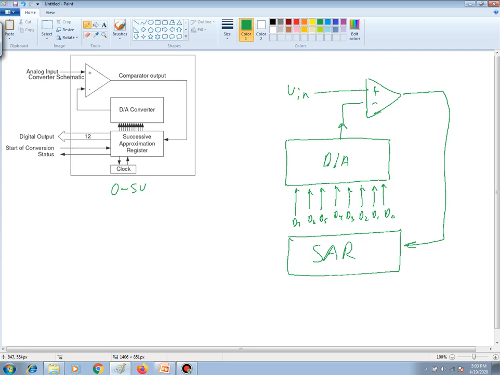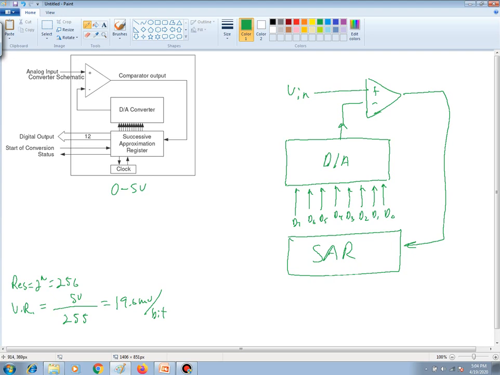Now what the SAR does, it's going to turn on 1 bit, and it's going to send that value, which will set a voltage at the digital to analog converter output. So let's run through something like this. Since we're talking about 0 through 5 volts and it's 8 bit, let's figure out what the resolution is. Resolution is equal to 2 to the nth, which is 256. And voltage resolution is equal to the input voltage span, which is 5 volts, divided by 2 to the nth minus 1, which is 255, which gives us approximately 19.6 millivolts per bit.